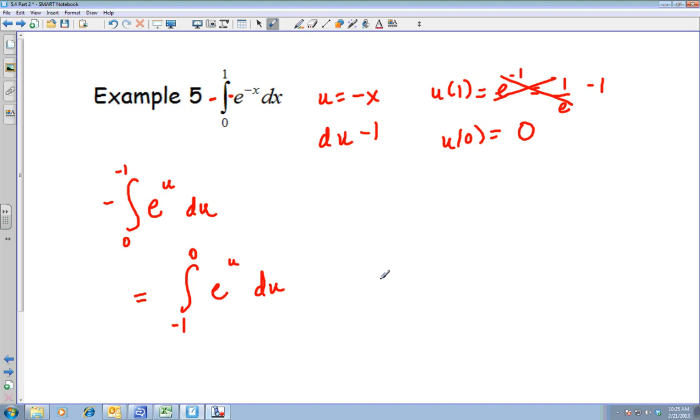Okay, so now I integrate. It's e to the u, negative 1 to 0, e to the 0 minus e to the negative 1. I'm plugging my numbers into my u. So e to the 0 is 1 minus 1 over e.